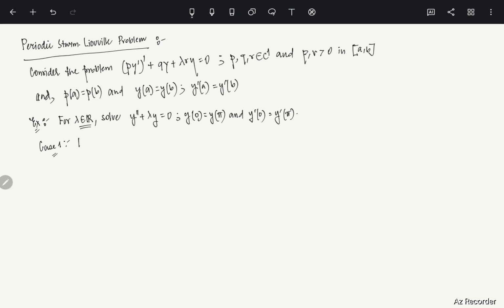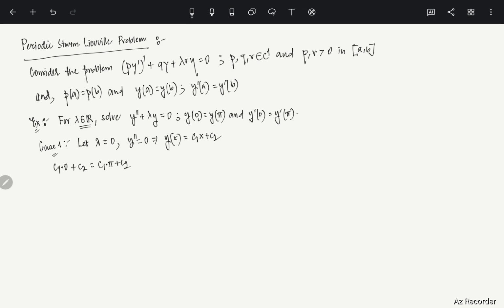So what is case 1? Case 1: let lambda be 0. In that case y double prime equals 0, and the general solution is y of x equals c1 x plus c2. Now y(0) equals y(pi), so c1 times 0 plus c2 equals c1 times pi plus c2. So what does it give you? c2 equals c1 pi plus c2, so c1 has to be 0.